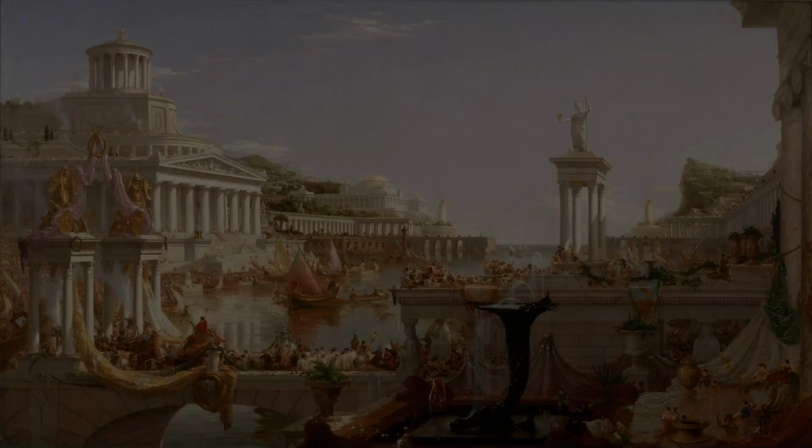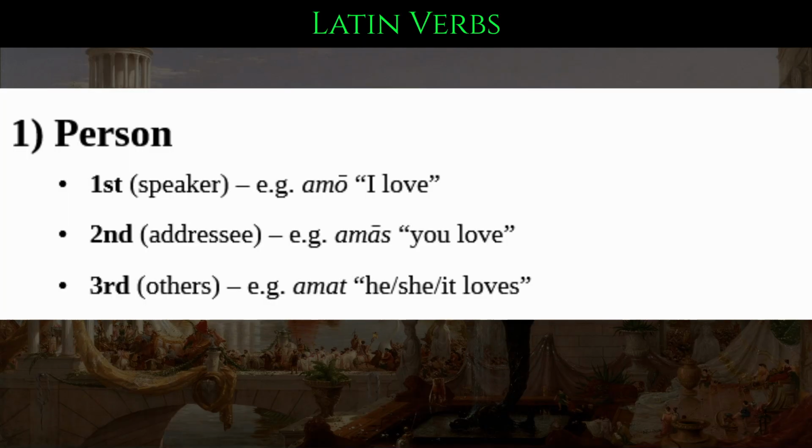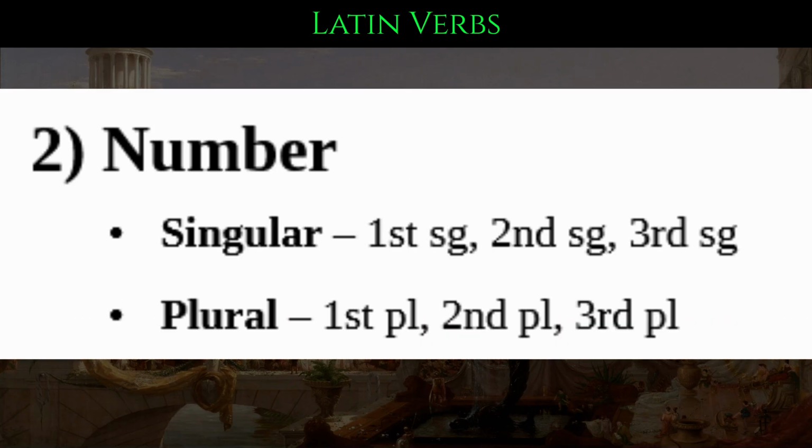So, in our third lesson of Latin, we will also have a look at the verbs. Again, as a quick reminder, each verb has 5 properties. We have person, here we have first, second, and third. And then we have number, singular and plural, no dual here.